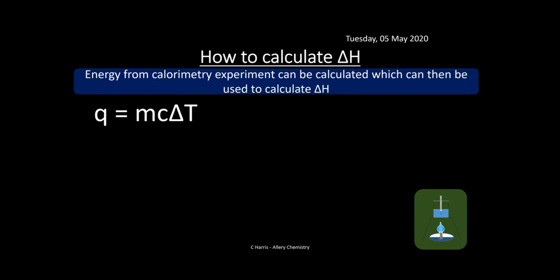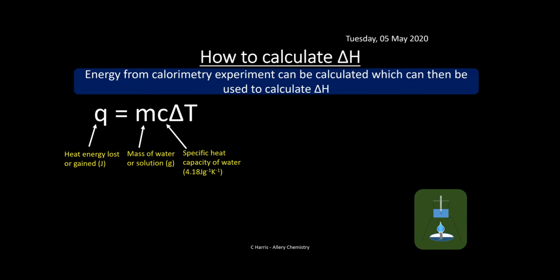Q equals mc delta T, and Q is the heat energy lost or gained. They keep giving you letters which don't actually match anything that you might have seen, but anyway, Q is energy lost. M is the mass of water or the solution in grams, depending on what they're giving you. C is the specific heat capacity of water, which is constant. That's 4.18 joules per gram per Kelvin. You'll probably be given that in the exam, but you'll use it so often you'll just remember it anyway. And T is the temperature change, and that's always given in Kelvin.